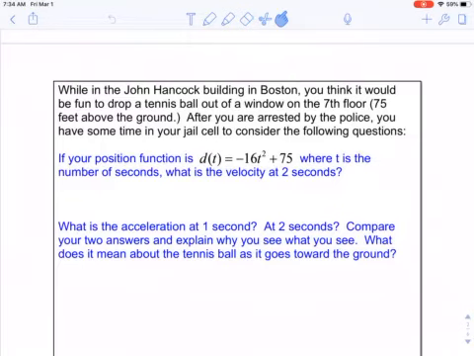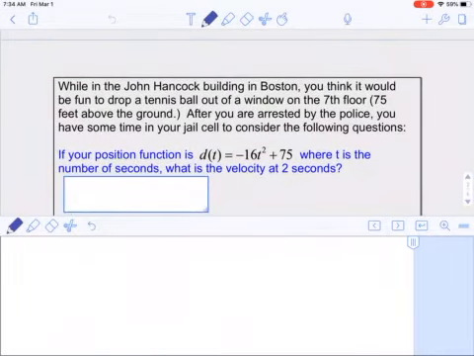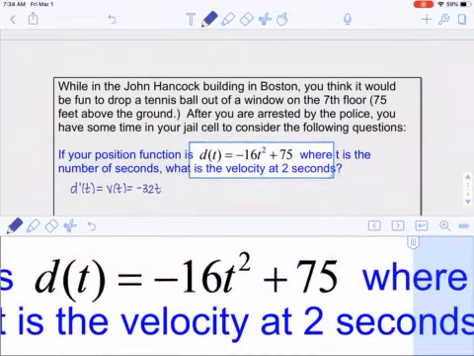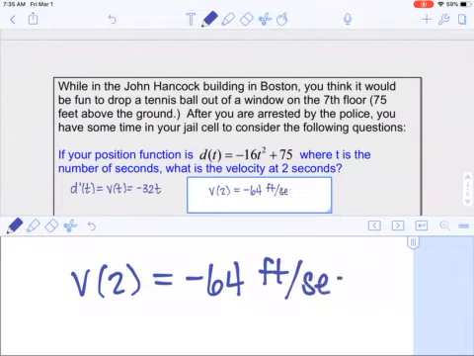If your position function is given here, where t is the number of seconds, what is the velocity at 2 seconds? To do that, the first thing we need to know is the velocity function. Recall that if you take the derivative of position, you get velocity, and this is a function we know how to take the derivative of. In this case, it would just be negative 32t, using the power rule. And so then what is v of 2? Well, v of 2 would be negative 32 times 2, which is negative 64. Of course, we're thinking about labels, and in this case, it would be feet per second.